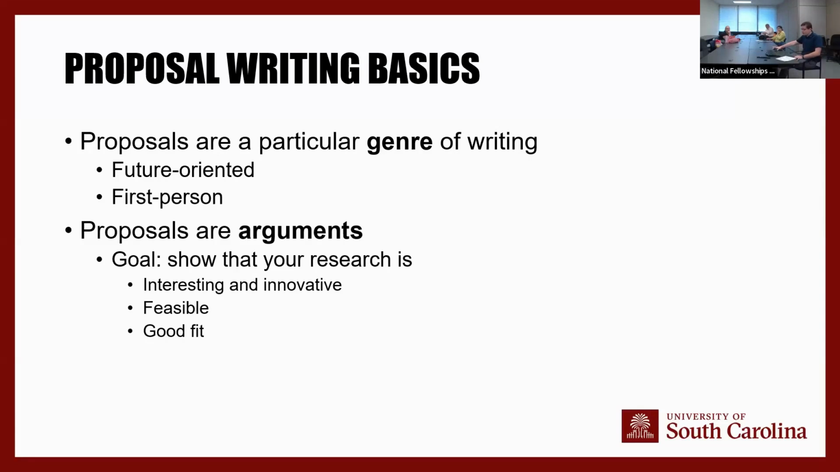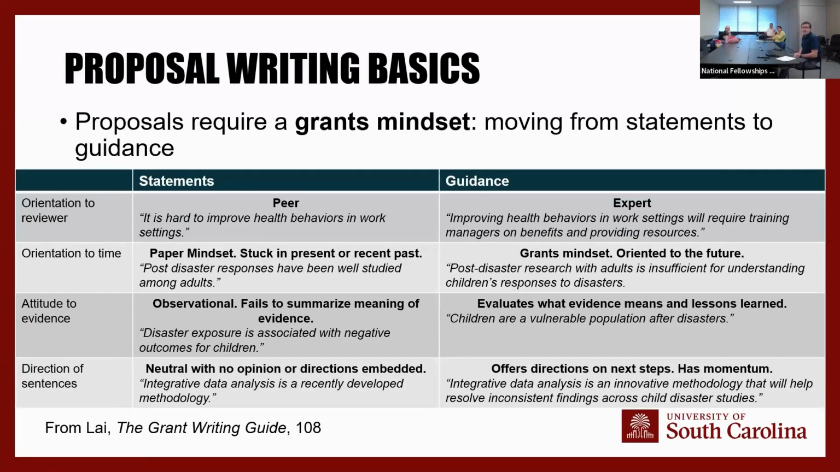And so with that in mind, it's important to adopt what the psychologist Betty Lai calls a grants mindset that I think is really helpful. And I would recommend her book, The Grant Writing Guide, A Roadmap for Scholars. I've drawn on this and a number of other resources that I've flagged at the end in putting together this presentation here. But I think this is a useful way of thinking about how, in some cases, you might need to make a little bit of a mindset shift from how you might approach other types of writing to make sure that you're developing that larger argument.